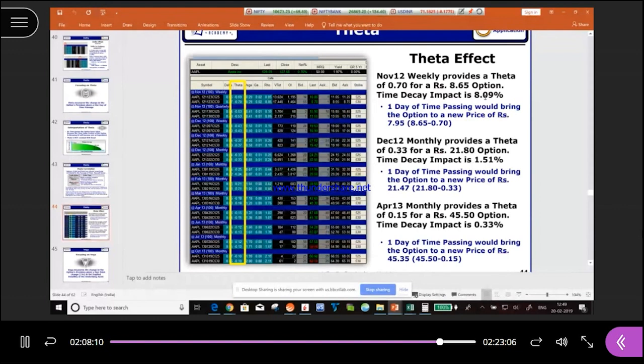When the stock starts moving, the impact is higher on the far month option than on the front month option. Remember that. Does that make sense to you guys? Is there anything that you have not understood in this theta effect?